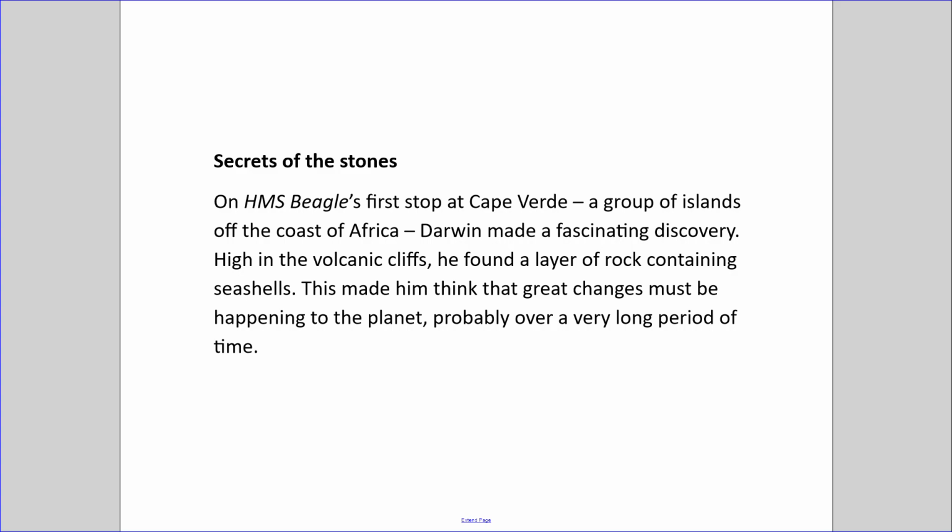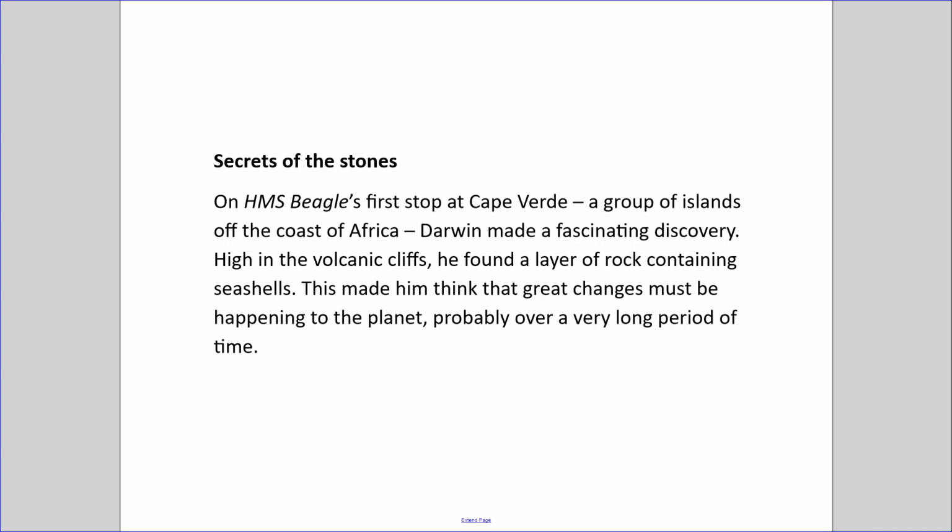Now, that really is a tongue twister. Containing sea shells. So if they're volcanic cliffs, that means that they're cliffs that have been formed by volcanoes. So when the volcano erupts, it sends the lava spewing down the mountainside, and that's creating these cliffs.